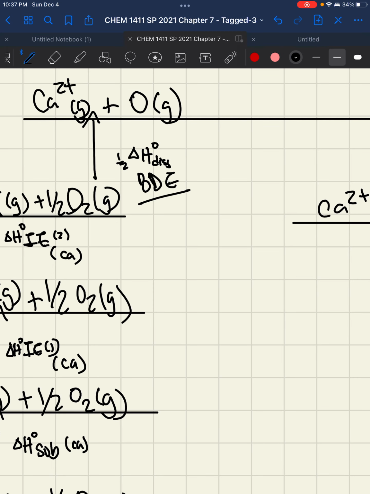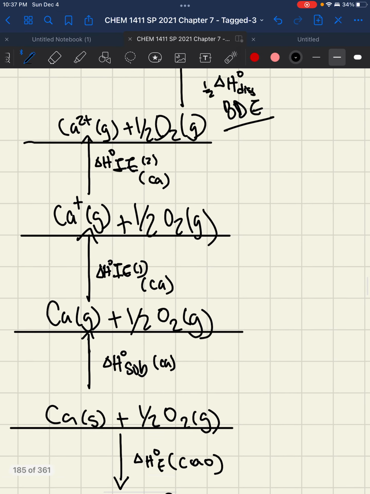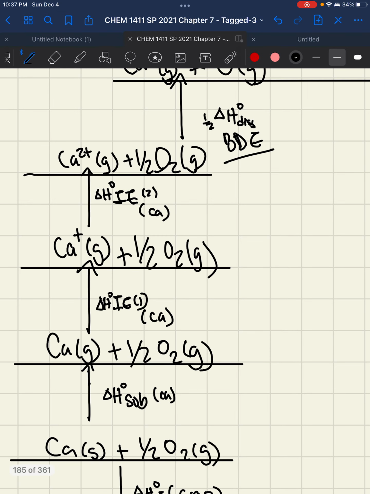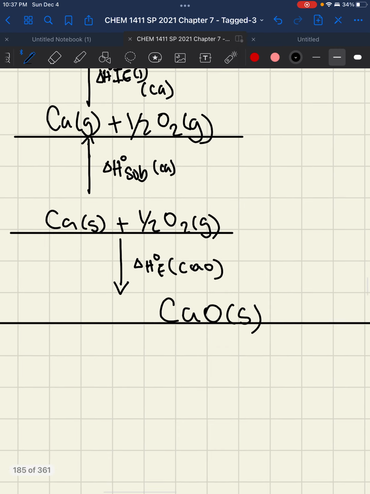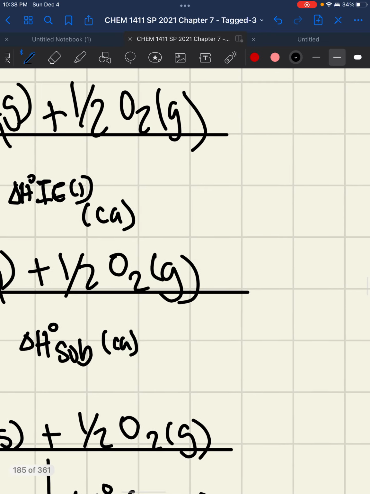So then you're going to use the bond dissociation energy. So you're going to break the bond, so it's an endothermic process. So the arrow is going to go up. All endothermic processes here are going to have an arrow going upward, and when they're exothermic, the arrow is going to go down.